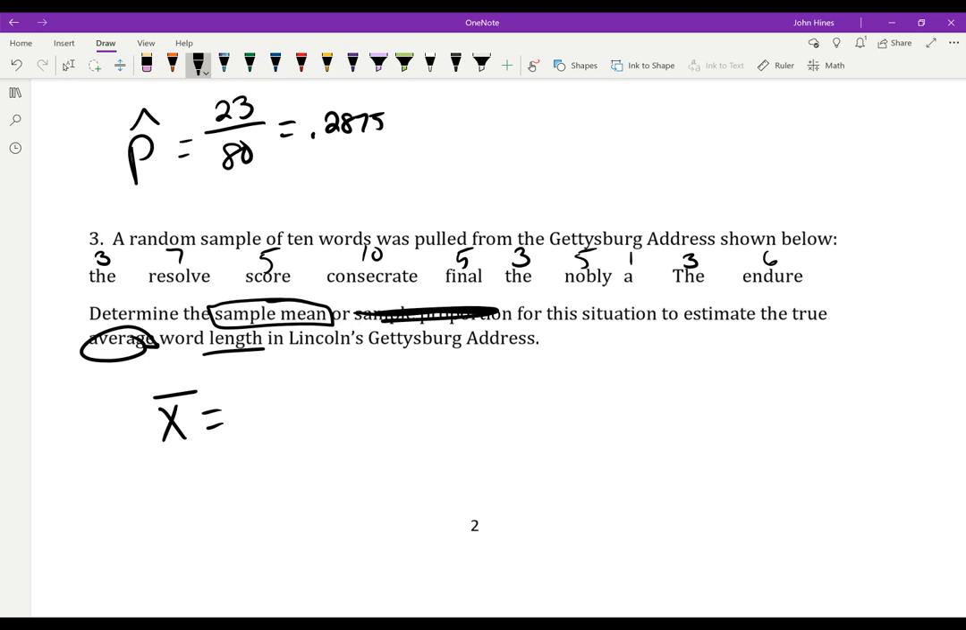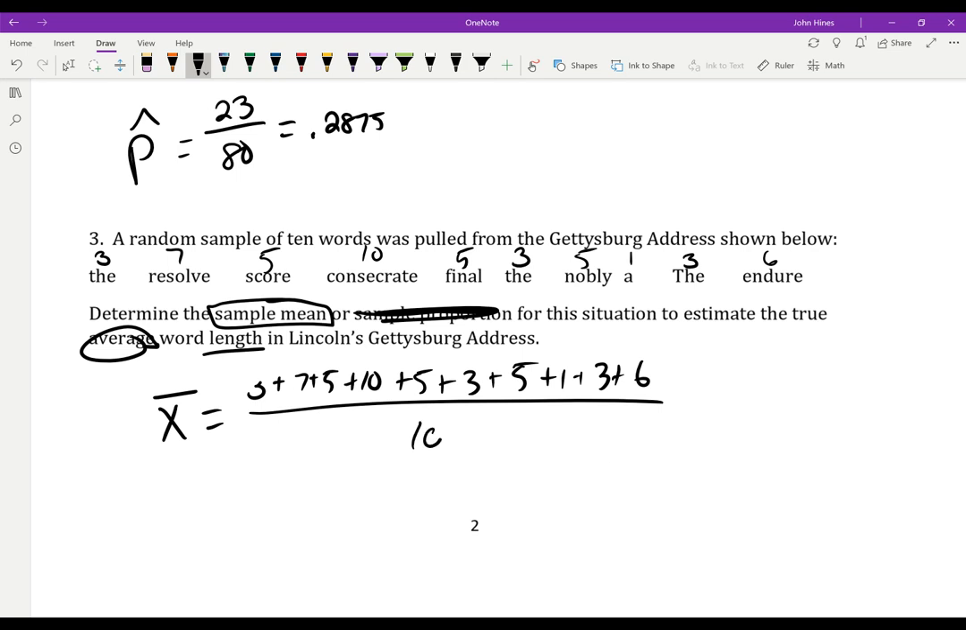So how do I find a sample mean? Well, how do I find the average of something? 3 plus 7 plus 5 plus 10 plus 5 plus 3 plus 5 plus 1 plus 3 plus 6. 1, 2, 3, 4, 5, 6, 7, 8, 9, 10 things. I divide it by 10, right? How do I find an average? I find the sum, and I divide it by how many things I added up there, my sample size.